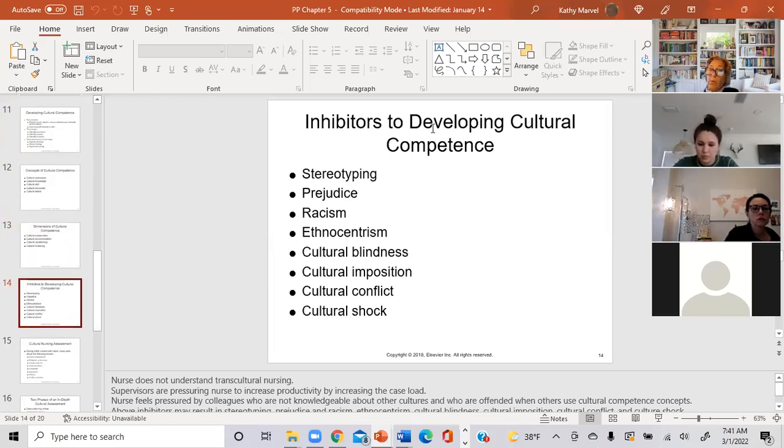What are some inhibitors to developing cultural competence? Well, there's an excellent list: stereotyping, prejudice, racism, cultural blindness, cultural imposition, cultural conflict, cultural shock.